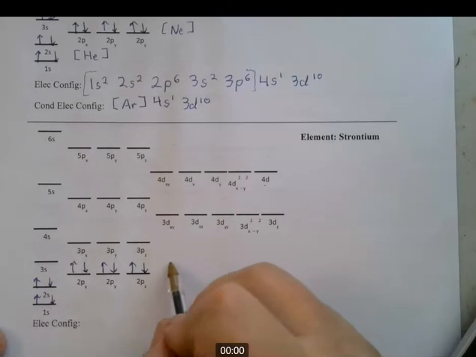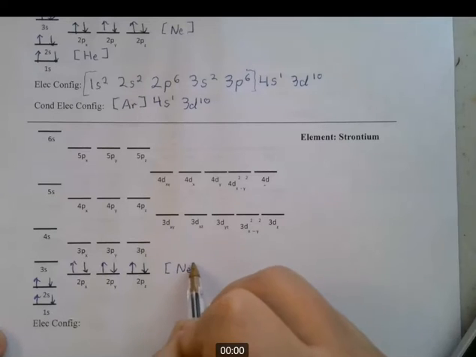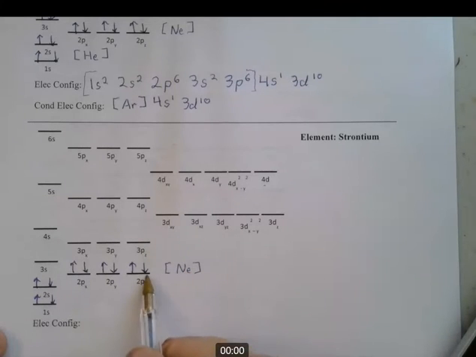Okay, and again, you don't have to do this. I'm just doing it to emphasize the point. That would be neon, right there at the end of this p orbital, at the end of this s. It's the only time the end of an s orbital is a noble gas; the first row is helium.